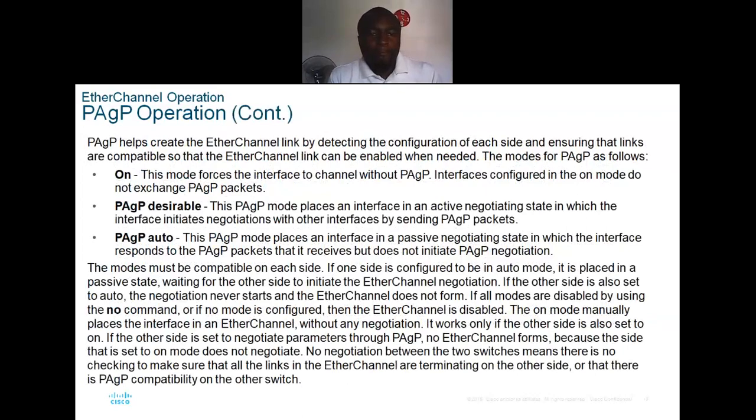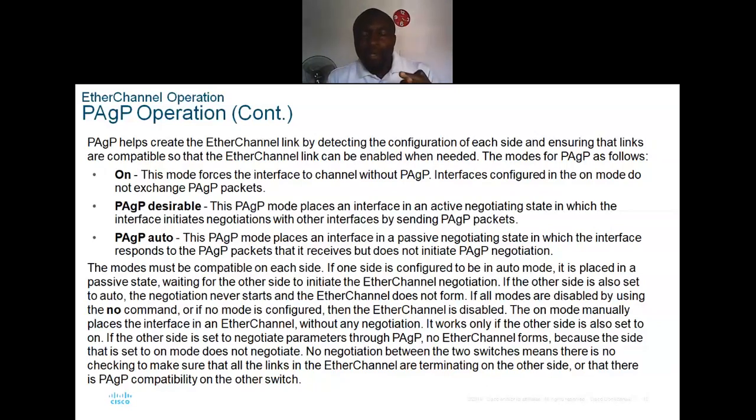Now, PAgP helps create the EtherChannel link by detecting the configuration of each side and ensuring that links are compatible, so that the EtherChannel link can be enabled when needed. The modes are either on, desirable, or auto. When you are configuring it, you are going to set it to either on, desirable, or auto. When you say on, this mode forces the interface to channel without PAgP. Interfaces configured in the on mode do not exchange PAgP packets.